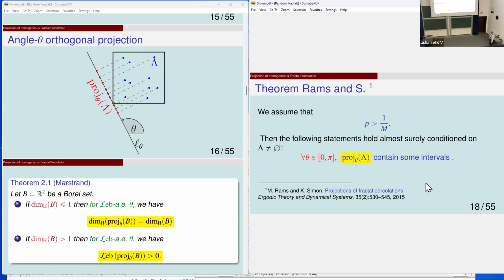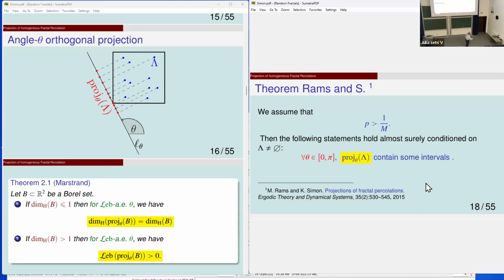So if the dimension is bigger than 1, then as opposed to the Marstrand theorem, not only for almost every but for every direction theta, the projection is big, not only in the sense that its measure is positive, but the projection does contain intervals.